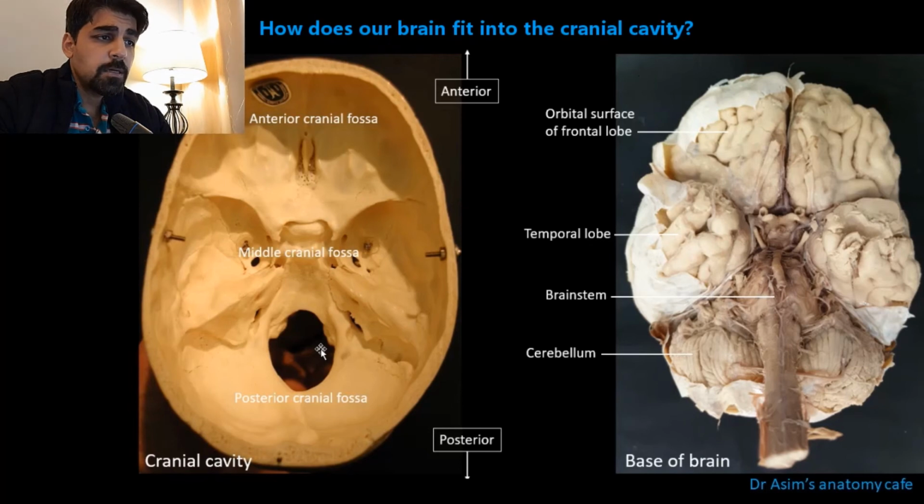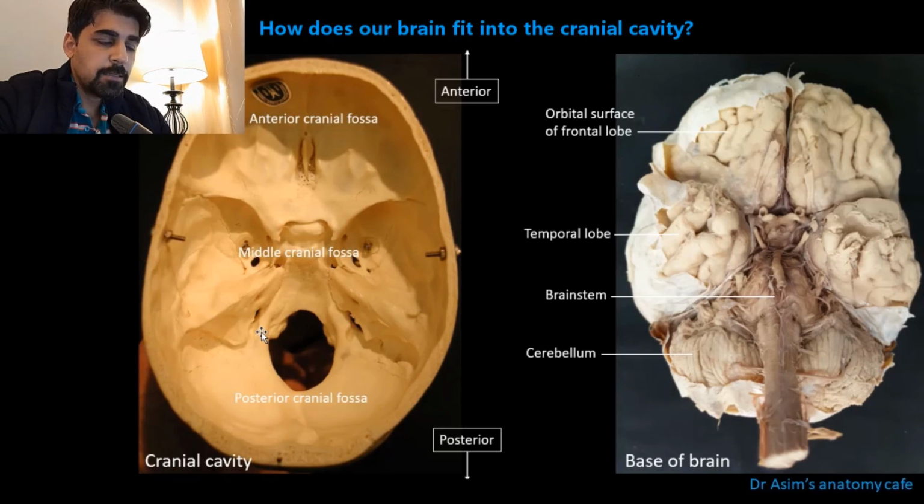Right, so that's a brief summary of how the brain fits into the cranial cavity. The frontal lobes are primarily in the anterior cranial fossa, the temporal lobes in the middle cranial fossa, with the cerebellum and brainstem in the posterior cranial fossa, and the occipital lobes are then going to be higher up. So they're inside the cranial cavity, but they're not inside any of the fossae.